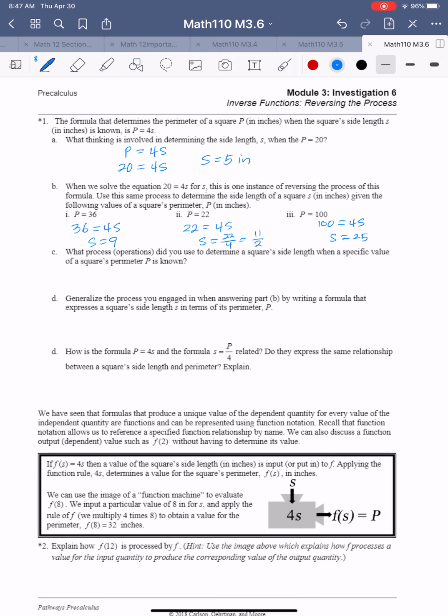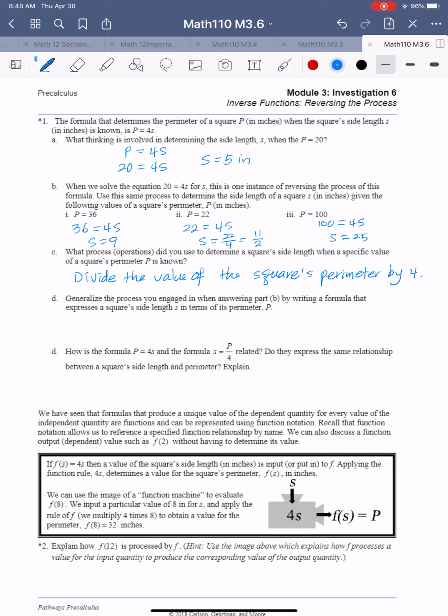In part C, what process or operation did you use to determine the square's side length when a specific value of the square perimeter P is known? So this time, I divide the value of the square's perimeter by 4.